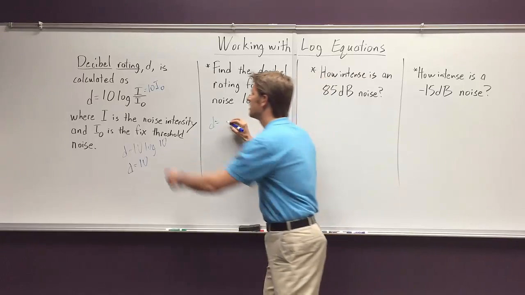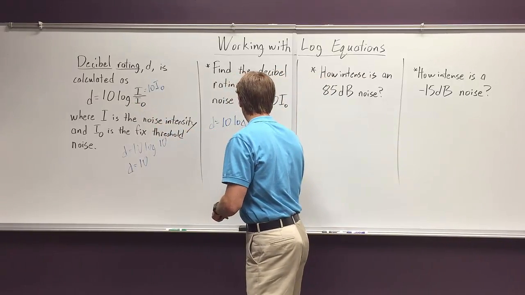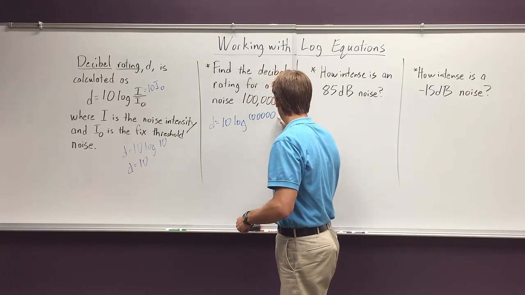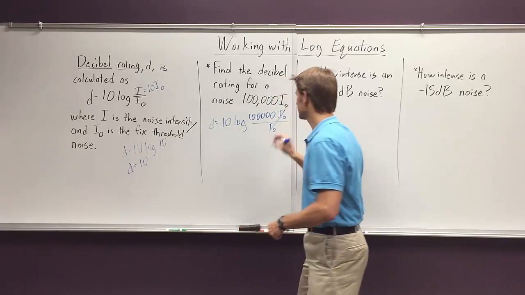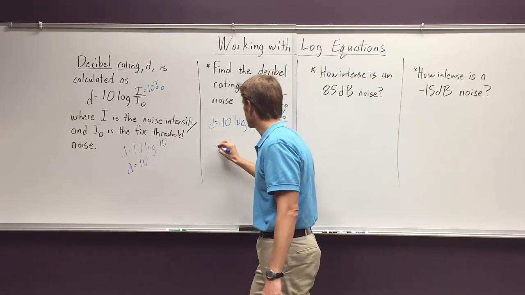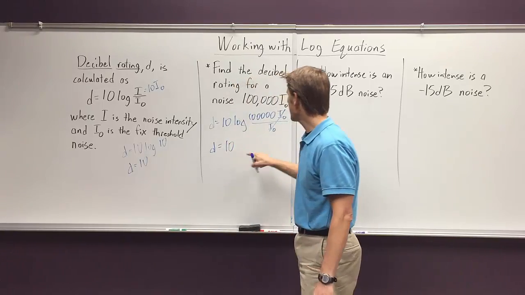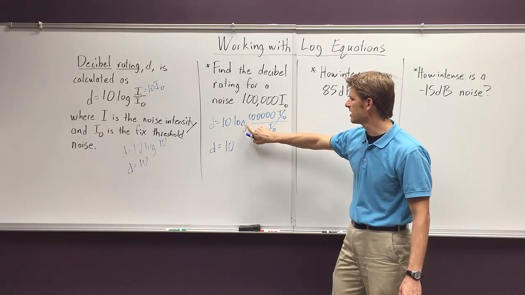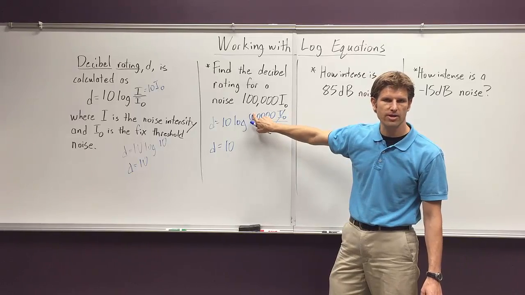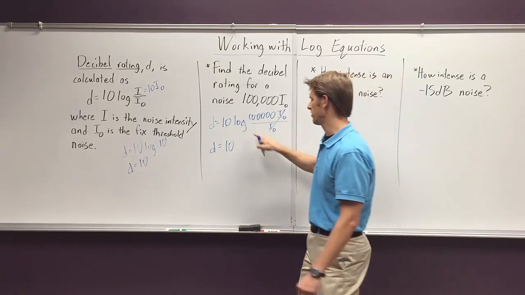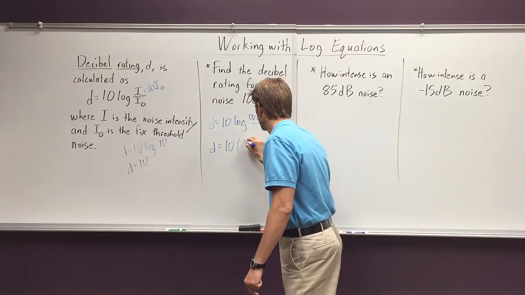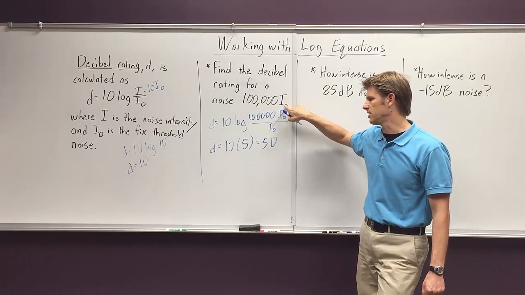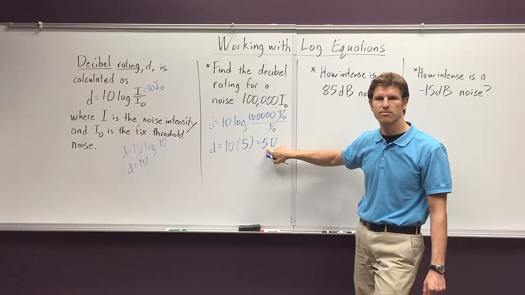So D equals 10 log base 10 of 100,000 I naught over I naught. We'll just cancel the I naughts. Now we have to ask, hey, what's 10 times the log of 100,000? Well, log of 100,000 says 10 to what power is 100,000? Well, since there are 5 zeros here, 10 to the 5th is 100,000. So that's 5. So D is 50. We call a sound of this intensity a 50 decibel sound, okay?